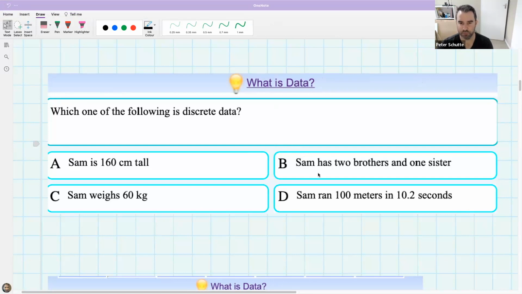So it's asking for discrete data. And I think that this is continuous, that's continuous, that's continuous, but that one is discrete. Because the number of brothers or sisters is either 1 or 0, it can't be a half. So the correct answer is B, and that's discrete data.